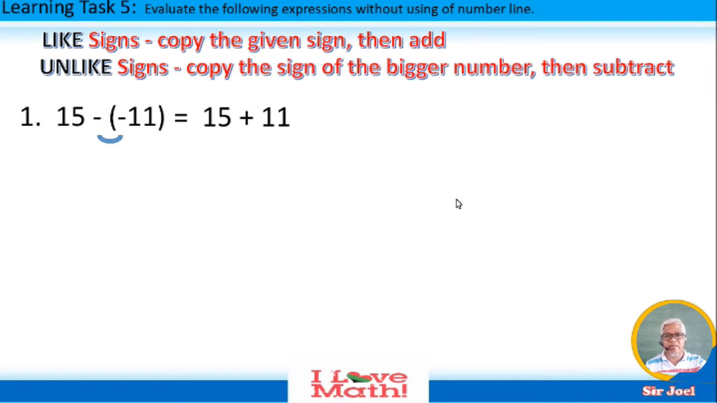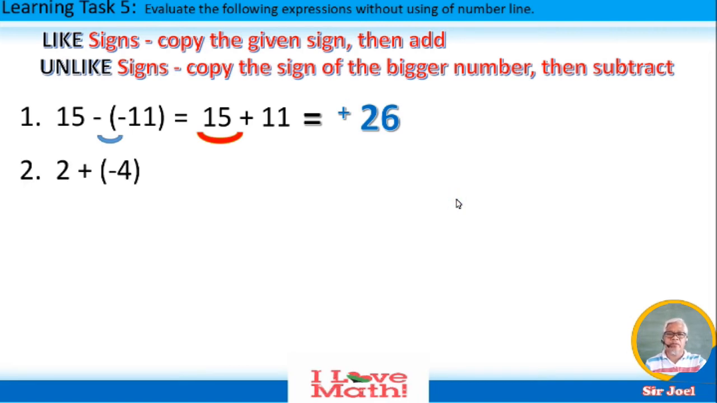Ibig sabihin, positive. Now, pag walang nakasulat, kagaya nung sa 15, automatic, yun ay positive. At sabi nga natin kanina, before 11, nakasulat ay plus, na kung saan, positive din. At dahil parehong positive, like signs, sabi dito, copy the given sign, then add. Expected na ang sagot sa number 1 is positive, then ano yung sum ng 15 and 11? Which of course, equal to 26. Kaya naman, ang sagot sa number 1 is positive 26. Kinopya yung sign dahil parehong positive, tapos inadd yung 15 and 11.